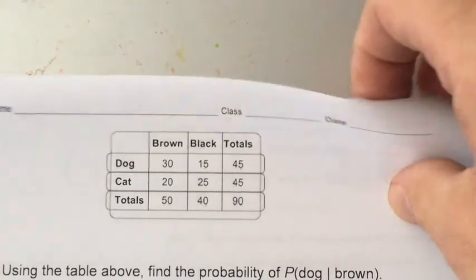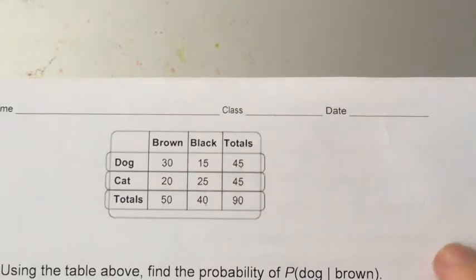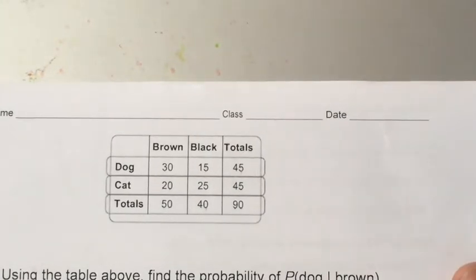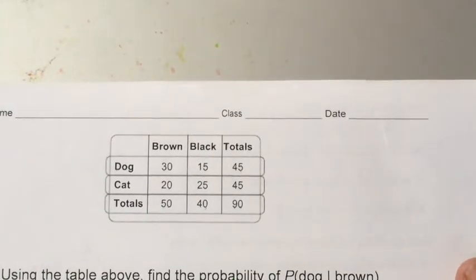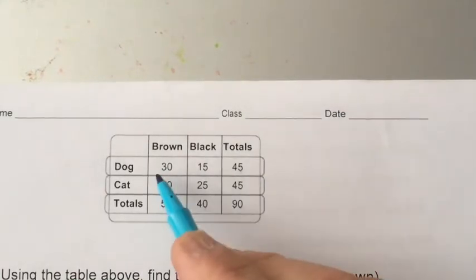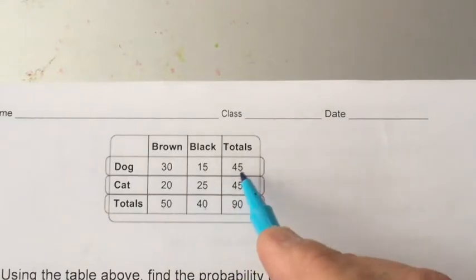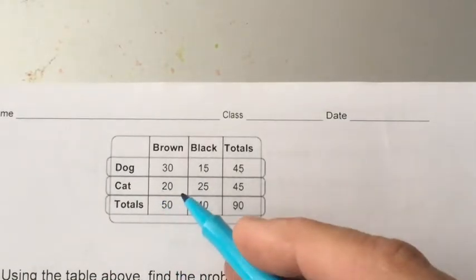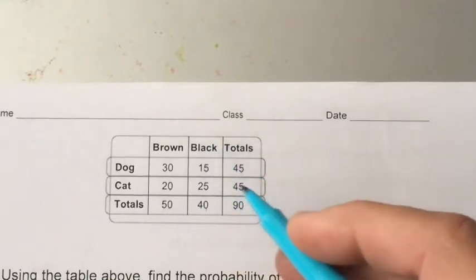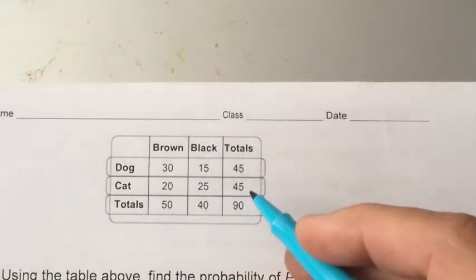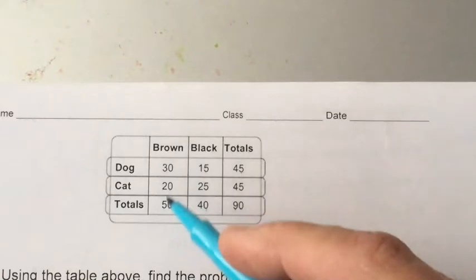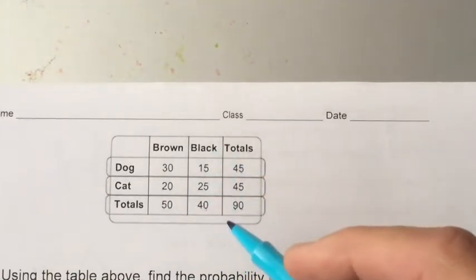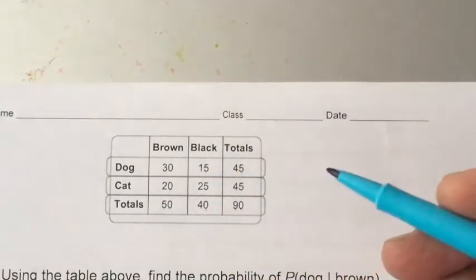So, everybody had the same chart. You just had different questions. And the way this chart was set up, there were 30 brown dogs, 15 black dogs, for a total of 45 dogs altogether. Right? There were 20 cats that were brown, 25 cats that were black, for a total of 45 cats altogether. There were 50 brown animals, 40 black animals, and 90 total animals altogether.